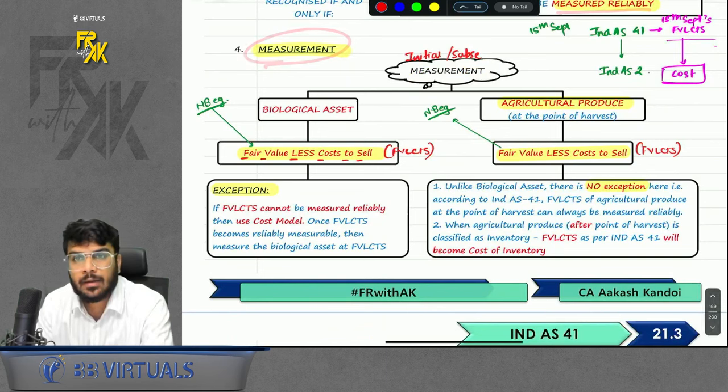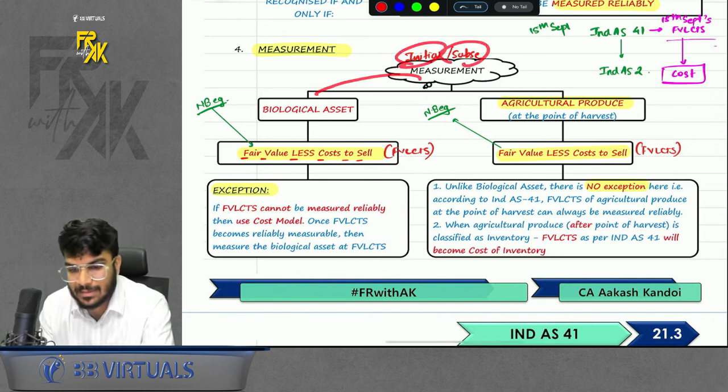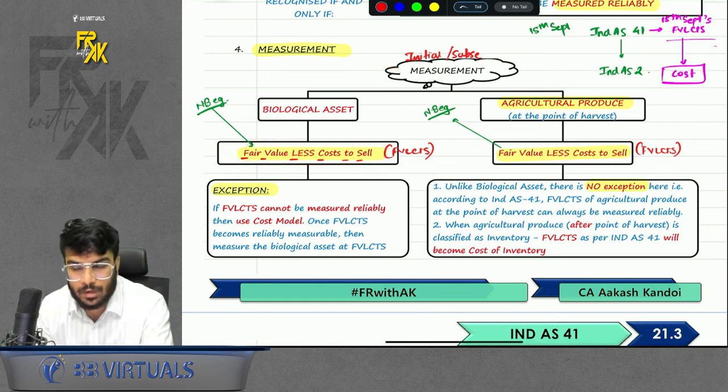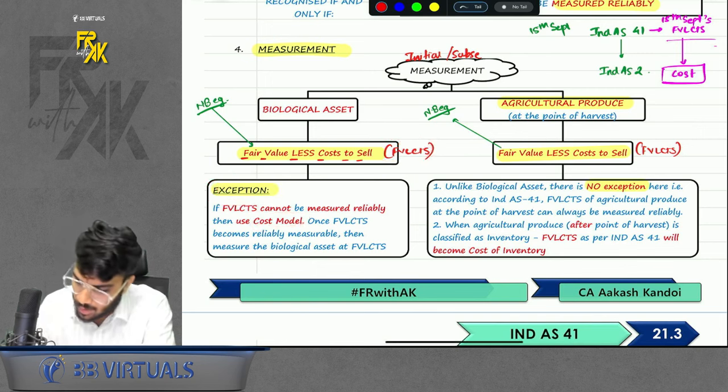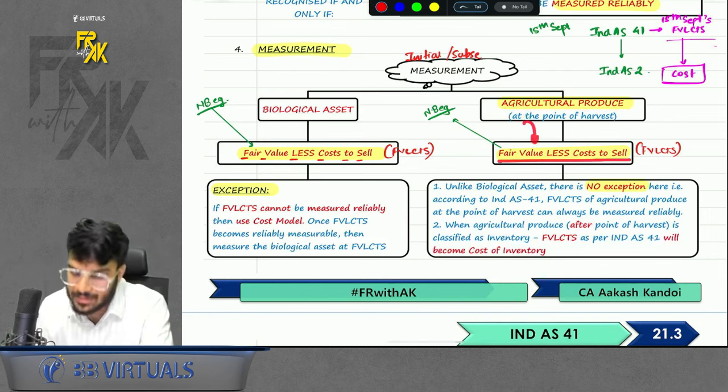Next point, measurement. How will you measure the biological asset and agriculture produce? Listen to me carefully. Initial and subsequent measurement is the same, okay? For biological asset, you will measure at FVLCTS. What is FVLCTS? Fair value less cost to sell. One exception is available: if FVLCTS is not available, you can use the cost model. For agriculture produce, at the point of harvest, you will also use FVLCTS.